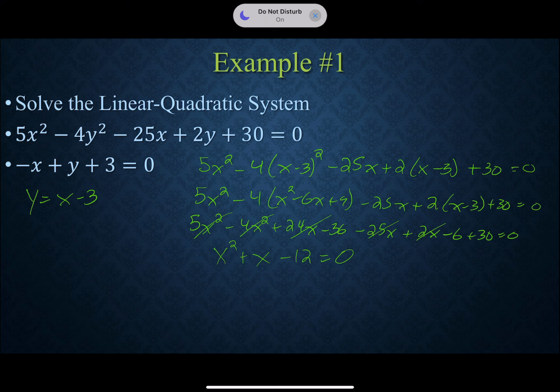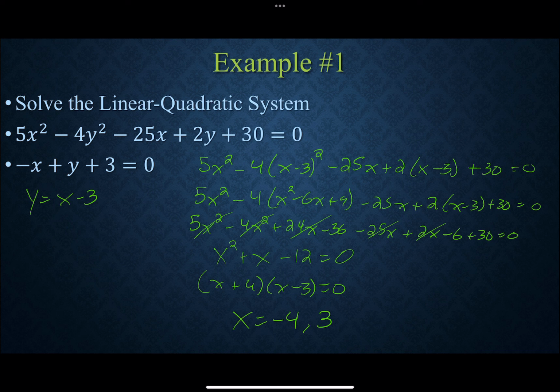All right, so we have this quadratic, which can factor as (x plus 4) and (x minus 3), giving us two x answers. So this is where we get our two solution possibility. x is negative 4 and x is positive 3. So the y values that correspond: when x is negative 4, y is going to be negative 7. When x is 3, y is going to be 0. So your two answers are (negative 4, negative 7) and (3, 0).